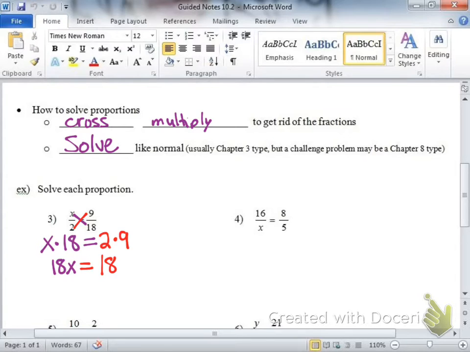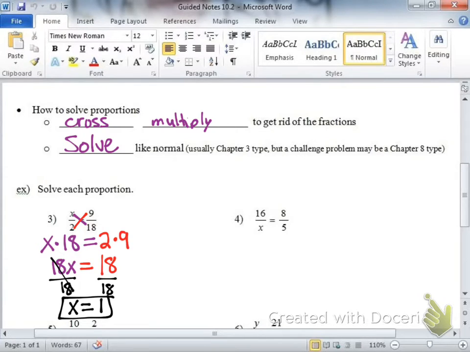Yeah, divide by what? Yeah, whatever's bothering the x. This is 18 times x. We want to get the x by itself, so we have to undo the multiplying by 18. We undo multiplying by dividing. Divide both sides by 18. I'm left with just an x on the left side. What's 18 divided by 18? 1. So my answer is x equals 1.